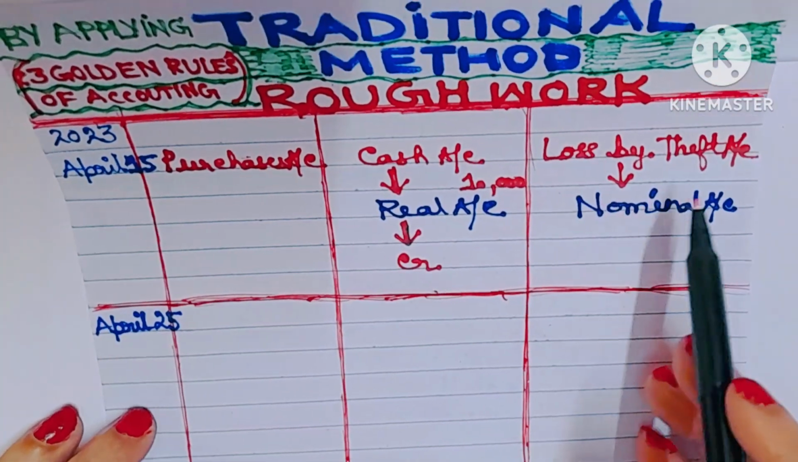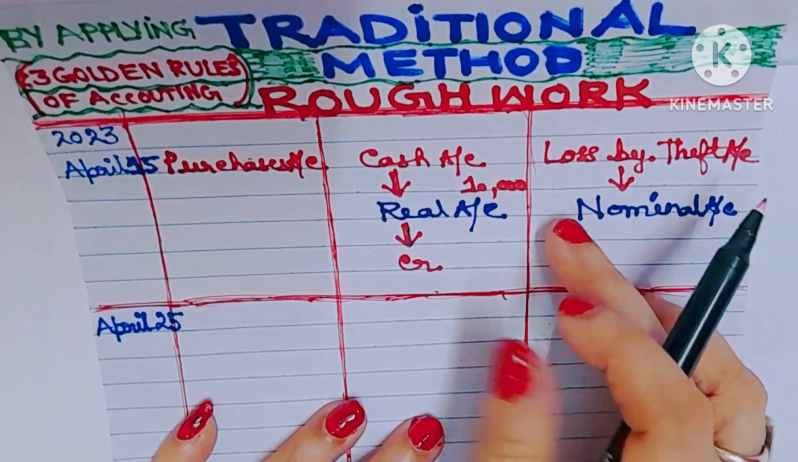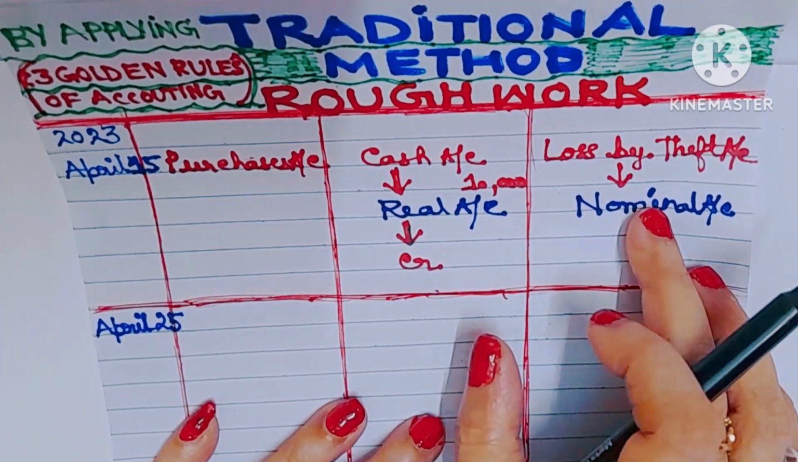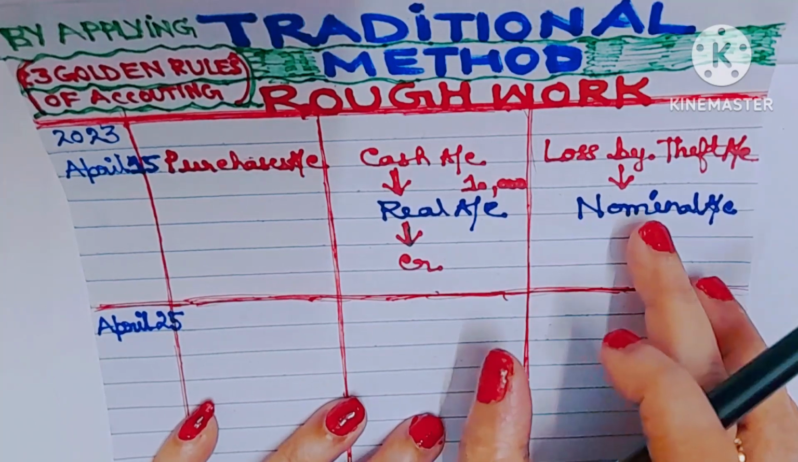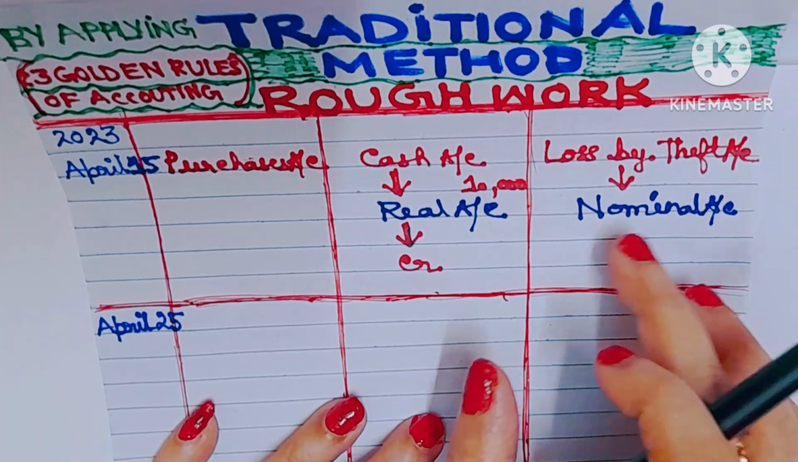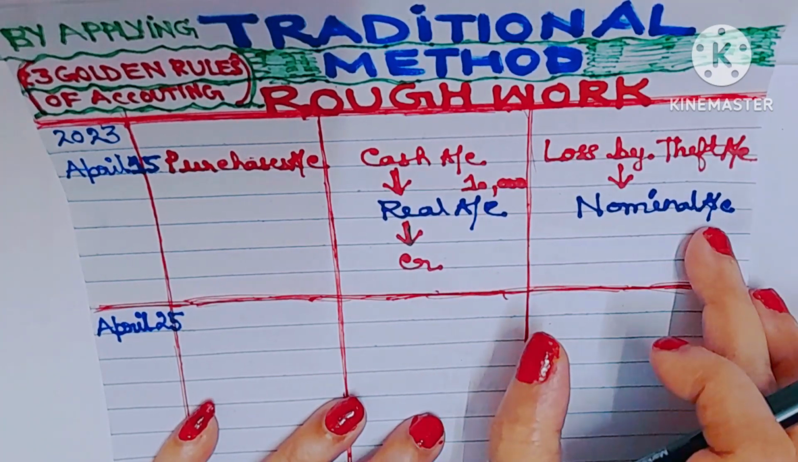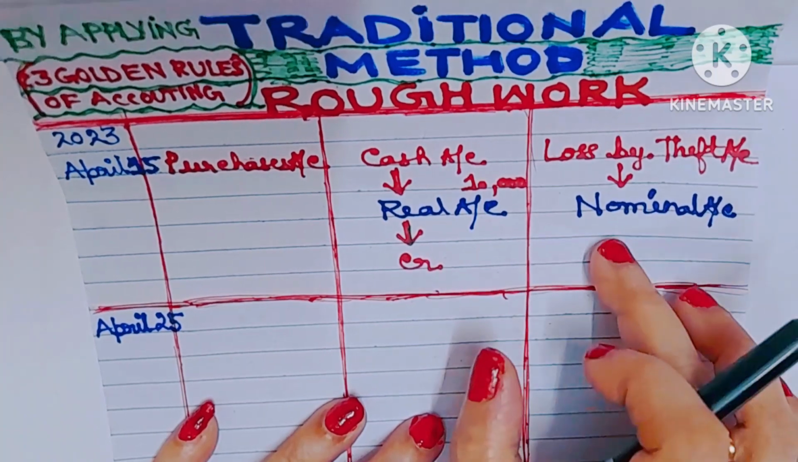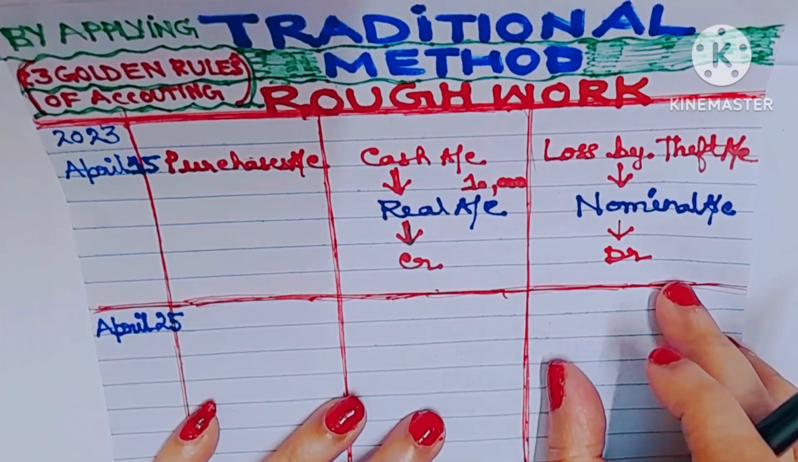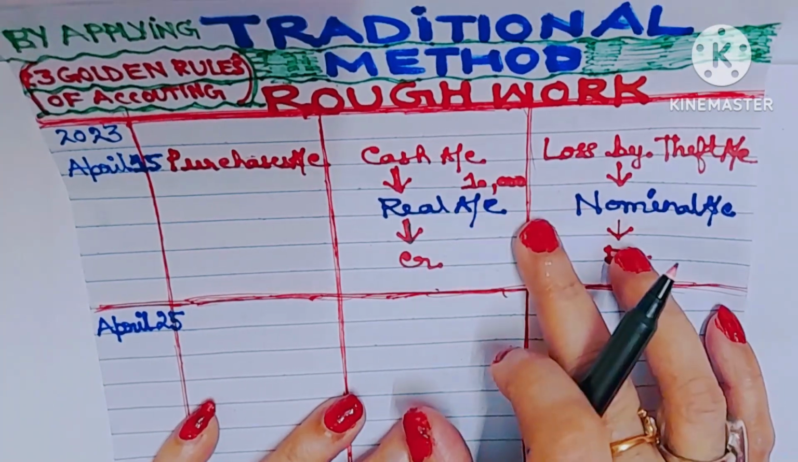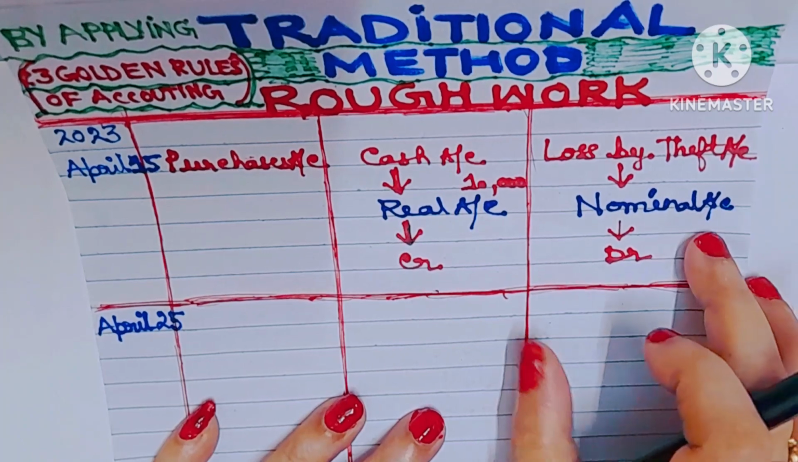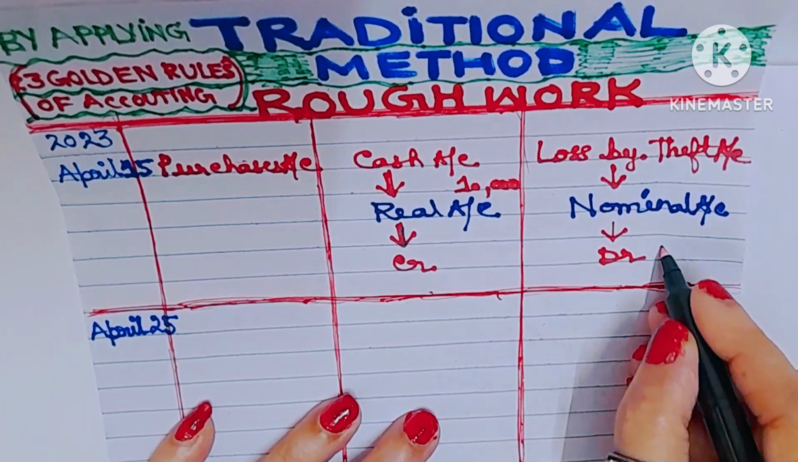Now let's analyze loss by theft account. As we know, loss by theft account comes under nominal account. Here, loss by theft account is a loss for the business because goods worth rupees 40,000 as well as rupees 10,000 cash was stolen by an employee. According to the rule of nominal account, all losses and expenses are debited. So we'll debit loss by theft account. What will be the amount? Not 10,000. Cash rupees 10,000 plus goods worth rupees 40,000 was stolen by an employee. So the total loss will be 50,000.